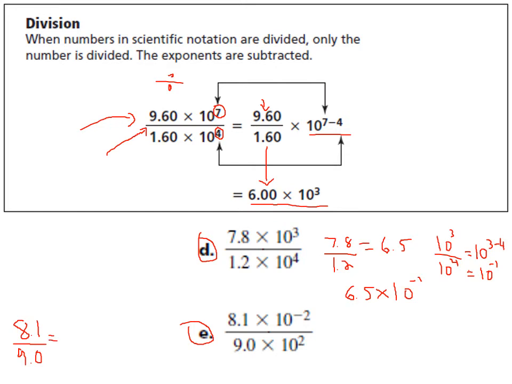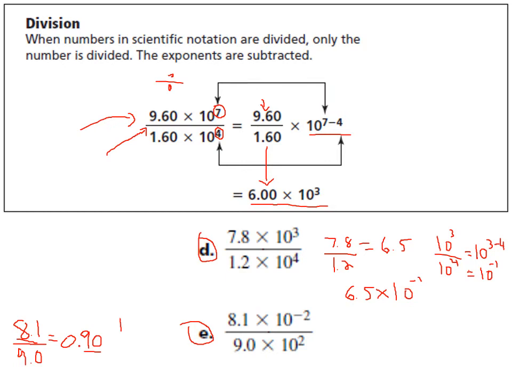8.1 divided by 9.0, and that gives me 0.9. Because there's two significant figures, I keep this to two significant figures as well. Okay, great. We have our first part done. Let's do our second part now.